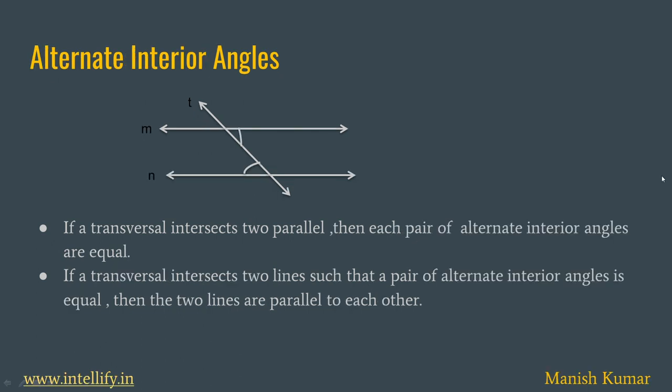Now, the next one, that's alternate interior angles. If a transversal intersects two parallel lines, then each pair of alternate interior angles is equal. And if a transversal intersects two lines such that a pair of alternate interior angles is equal, then the two lines are parallel to each other. In this figure, these two angles are alternate interior angles, and they should always be equal when M and N are parallel.